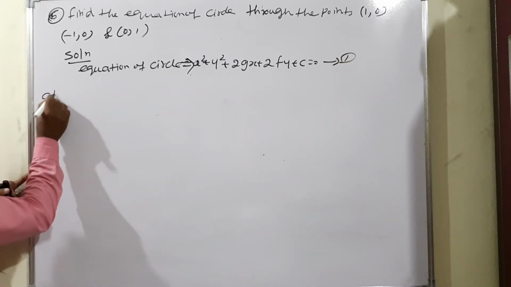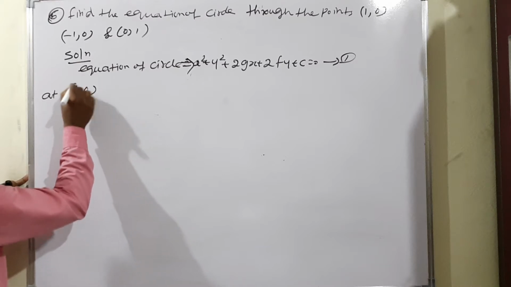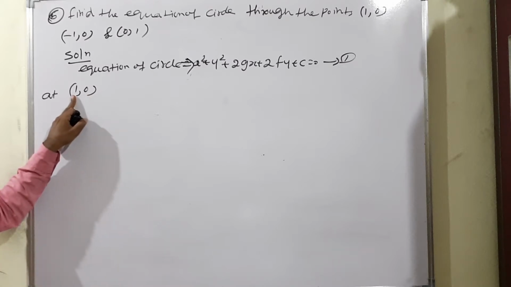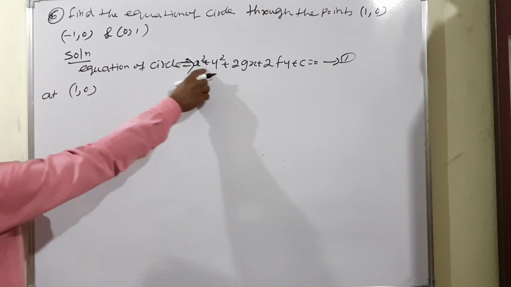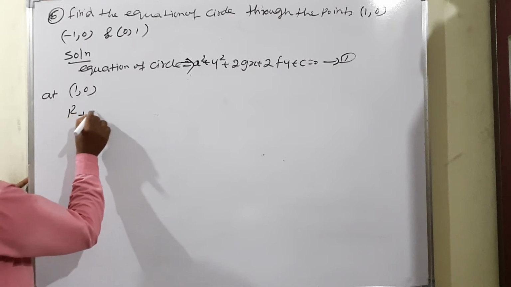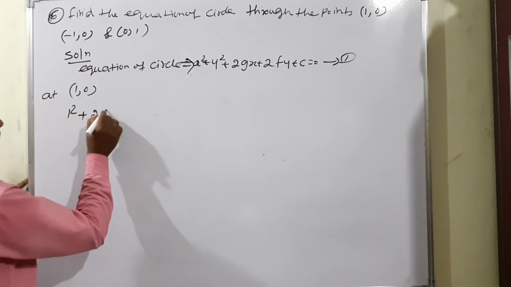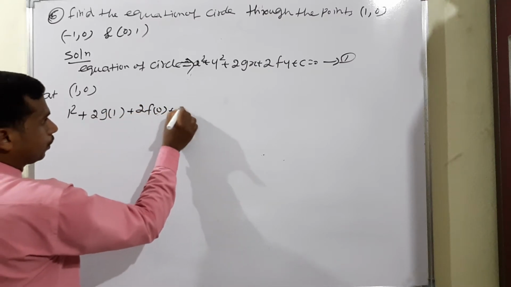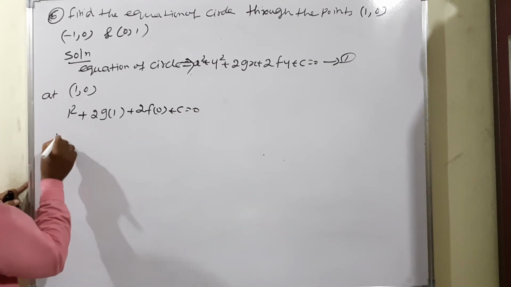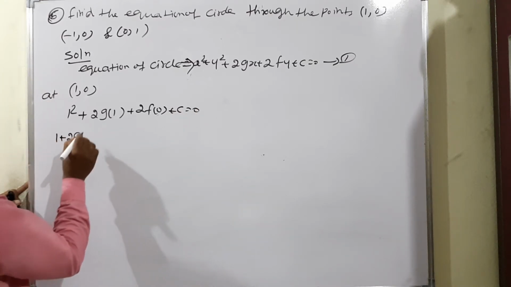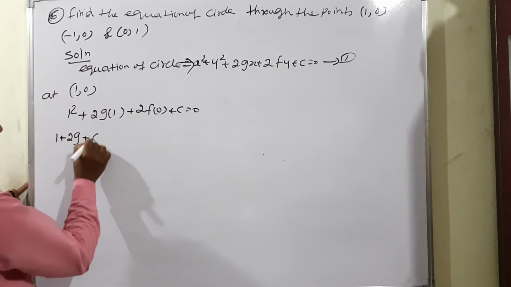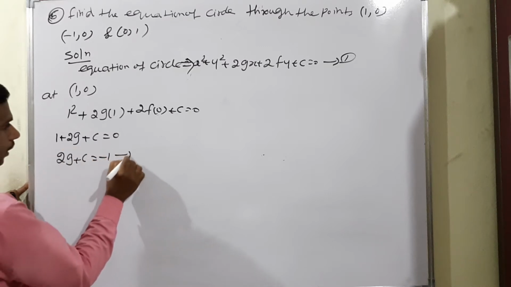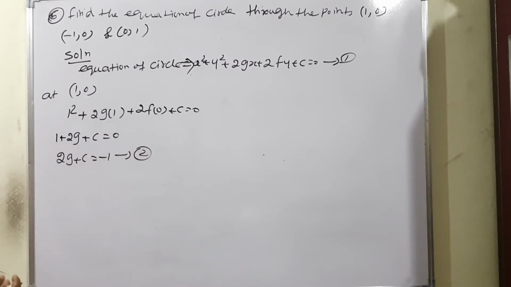The first condition at 1, 0. Instead of x we can apply 1, instead of y apply 0. What will happen? X square means we can write it 1 square plus y square means value will be 0. So 2g into 1 plus 2f into 0 plus c is equal to 0. So 1 square means 1 plus 2 into 1 means 2g, 2 into 0 anything means value will be 0, plus c is equal to 0. Therefore, first condition 2g plus c is equal to plus 1, bring out opposite sign means minus 1. This is considered for equation number 2.